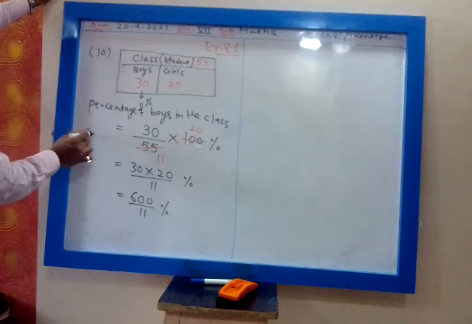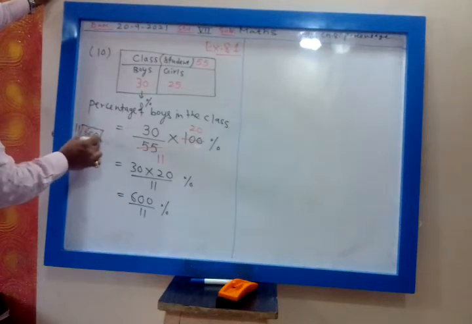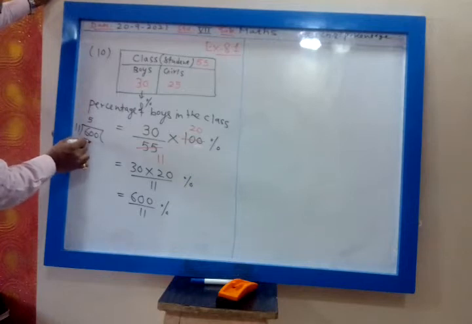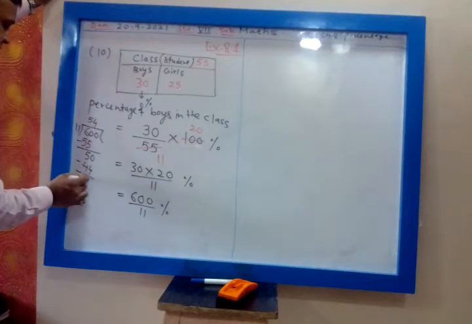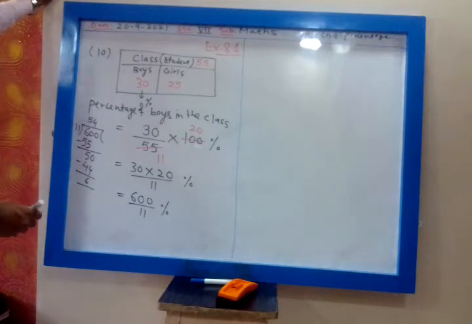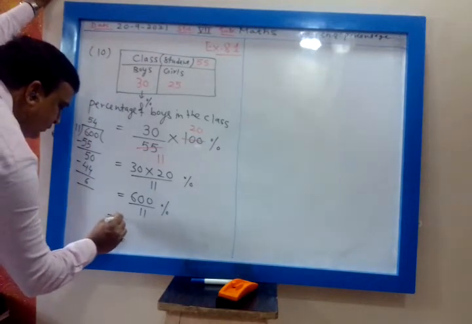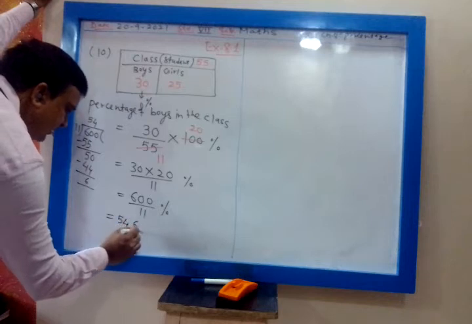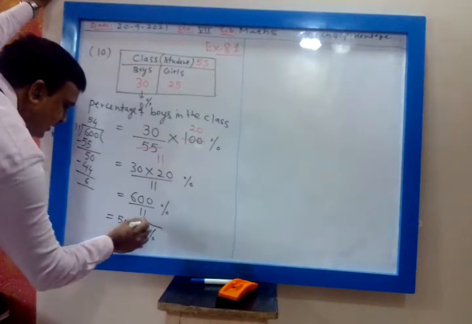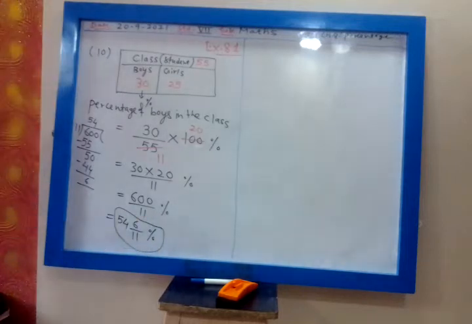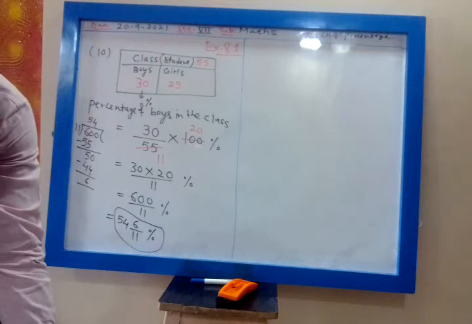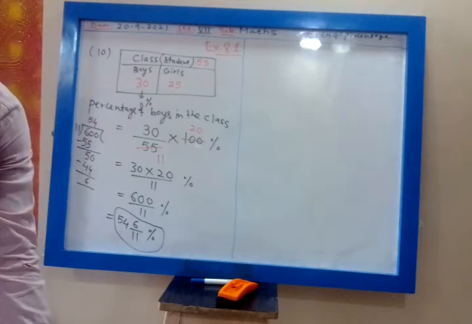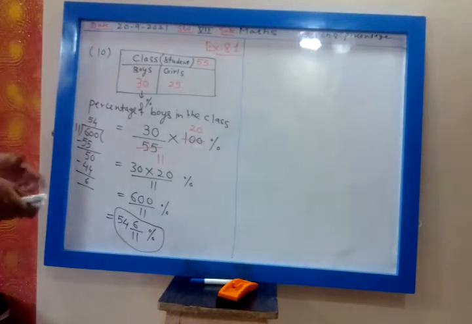You can convert this into a mixed fraction. Divide 600 by 11. 11 fives are 55, then 50 left. 11 fours are 44, then 6 is left. So you can write 54 and 6 upon 11%. How many percent of boys are there? 54 and 6 upon 11. Is it clear? So simple a question.